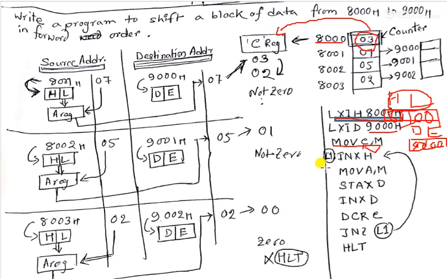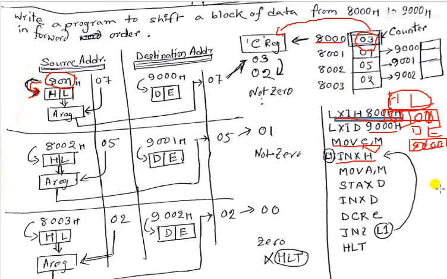Okay. Now we have done the LXI H. Next, INX H means we will increment the HL pair content. How will it increment? This is 8000 to 8001. Right now, the value is 8001, and that is stored at HL pair.